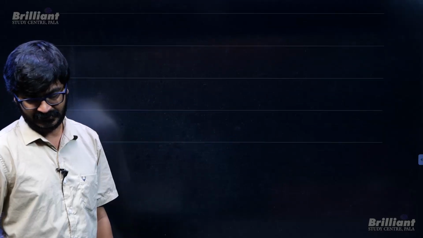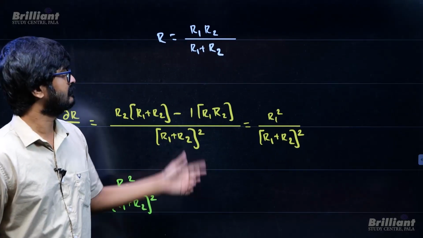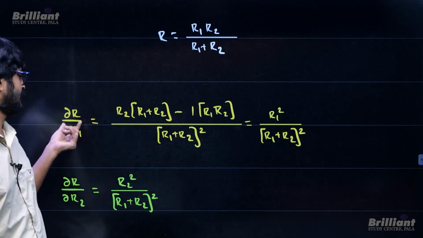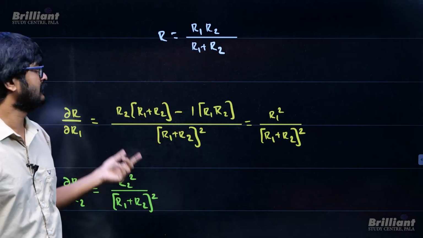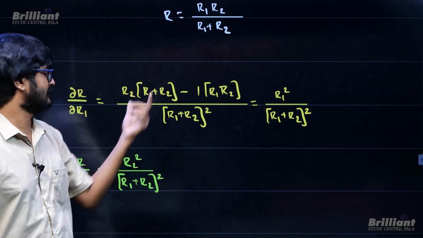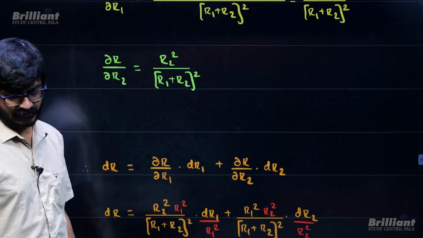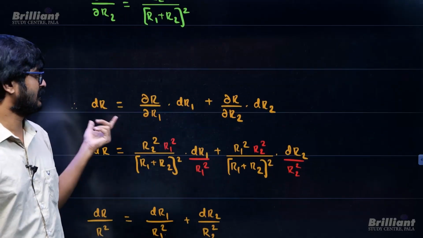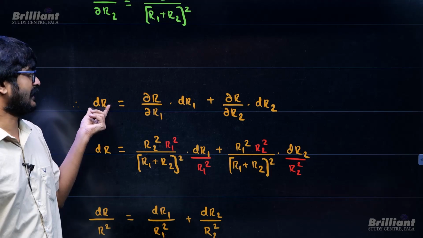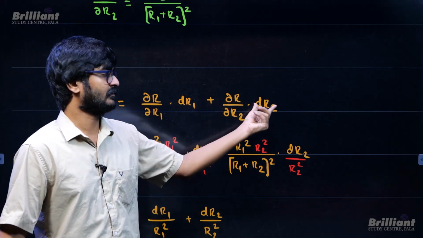But the traditional way, no matter how the equation looks, we always have one traditional way. You differentiate partially with respect to R1, so dou R by dou R1 will turn out to be this. Similarly, you differentiate partially with respect to R2, so you will get this. Then by math, you can easily conclude the change in R can be written as dou R by dou R1 into dR1 plus dou R by dou R2 into dR2.